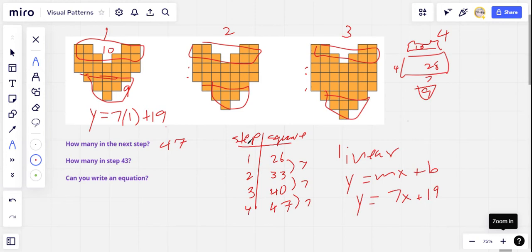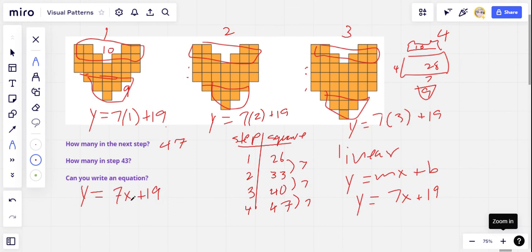But let's double check. Let's make sure it works with another couple of steps. So here we'd have y equals 7 times the step number plus 19. 7 times 2 is 14 plus 19 would be 33. Yeah, that works. And let's try step number 3. So y equals 7 times 3 plus 19. 7 times 3 is 21 plus 19 would be 40. And yes, that's how much we've got there. All right, so I think we've verified this equation. I think we can be pretty confident that our equation is indeed y equals 7x plus 19.